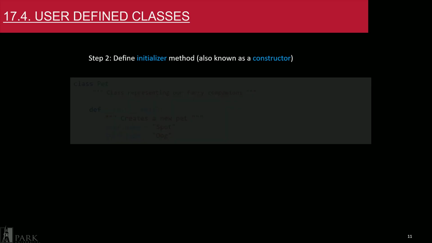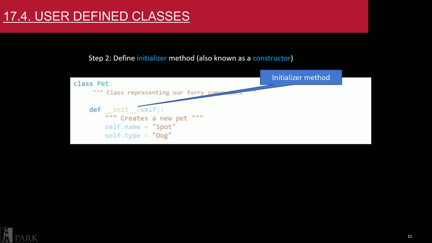The next step in the process is to define an initializer method. We also call these constructors. So here you can see we have our initializer method, which is double underscore init double underscore, and then we pass in a variable name. By convention, we use the word self. This really can be anything, but you're never going to see anything but self used here.